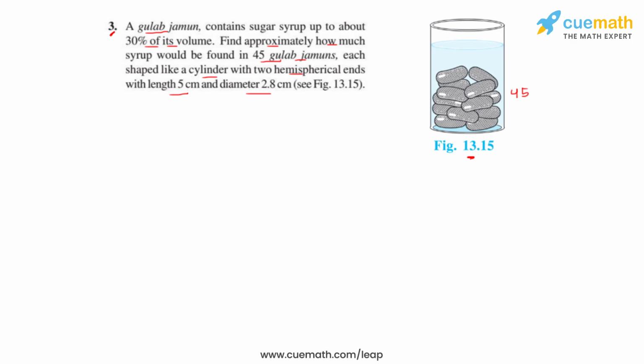The question says 45 gulab jamuns, and each gulab jamun contains sugar syrup up to about 30% of its total volume. So from the very first statement, what we can write is the volume of sugar syrup equals 30% of the volume of one gulab jamun. And we have to now calculate how much syrup would be found in 45 such gulab jamuns. So for that we will have to find out the volume of the gulab jamun first.